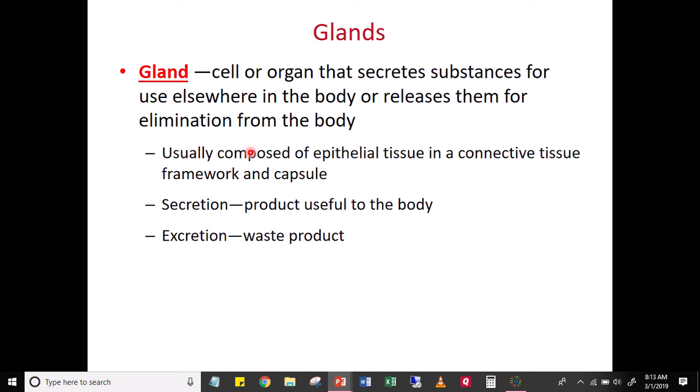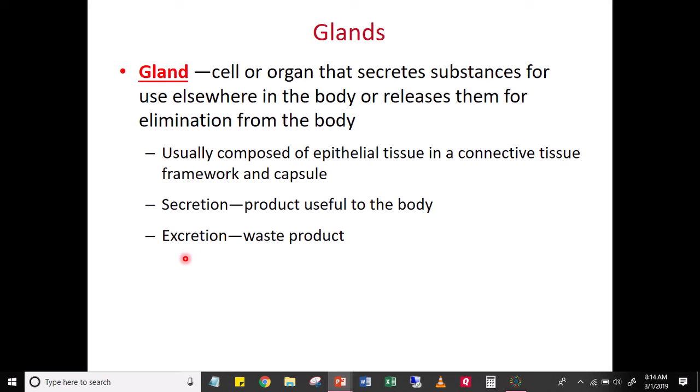Now, we're going to do some differentiation right now with terminology. These secretions, when we make a secretion, it's typically going to be something that's considered useful for our body. An excretion is something that we want to get rid of.